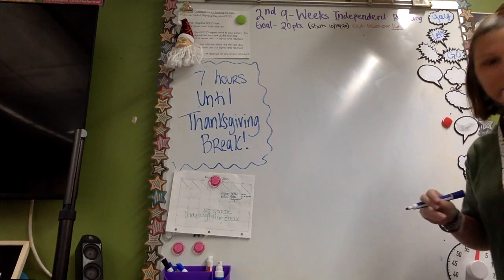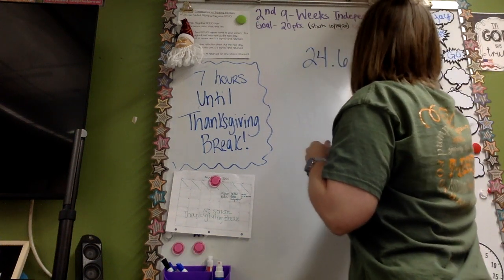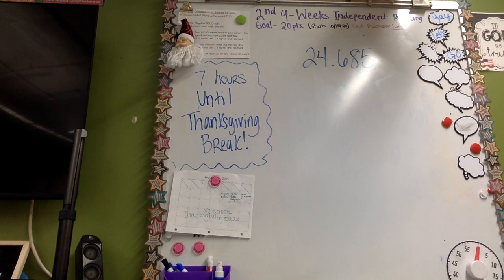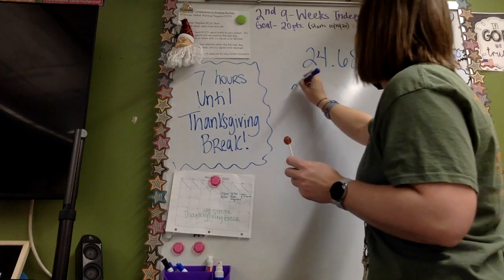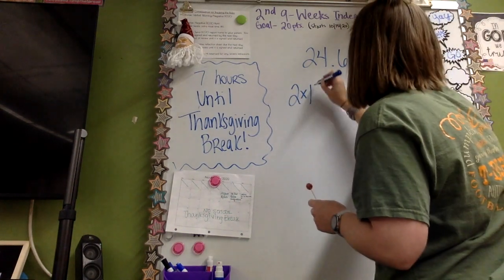All right. So number 24.685. That's our number, right? Okay. So we're going to do the fractions first. What number is this? 2. What place is it in? 10. So that means you multiply it times 10.